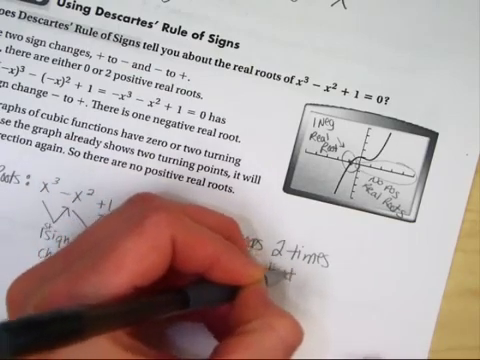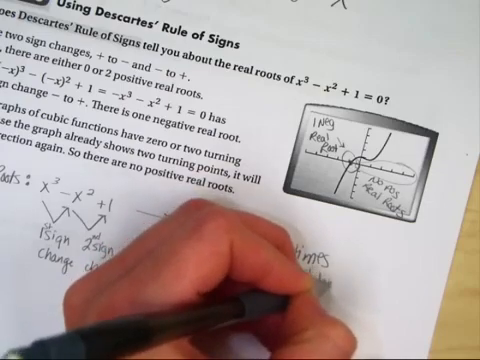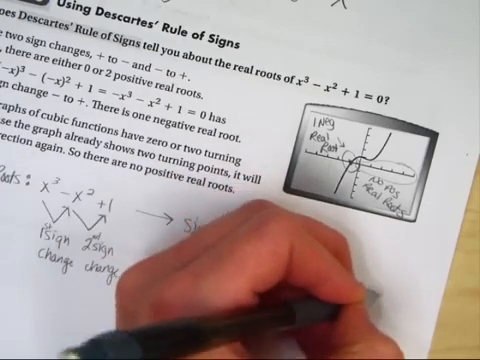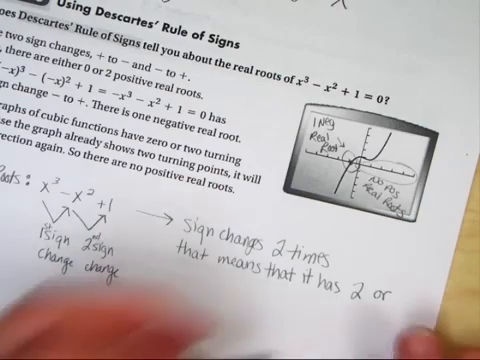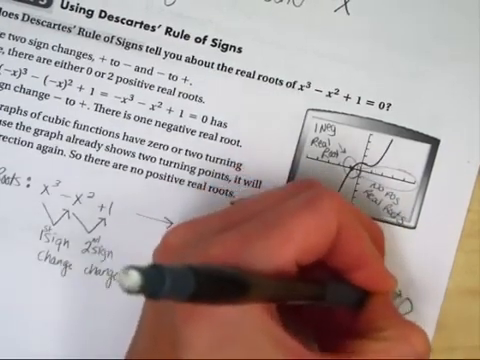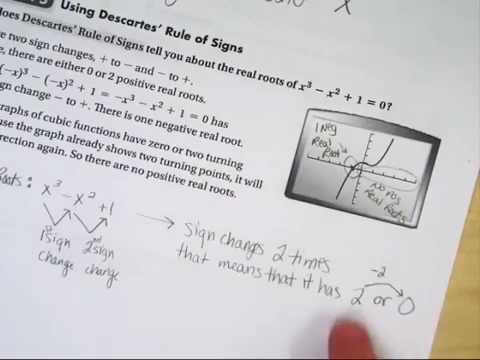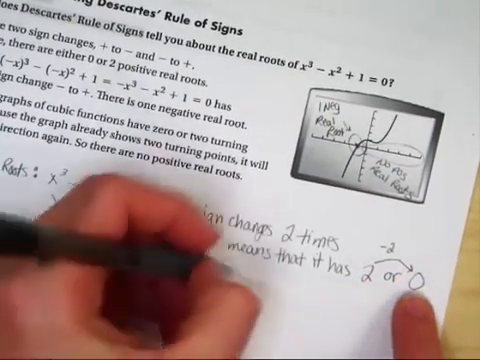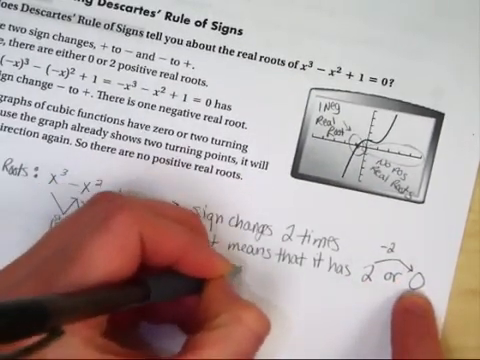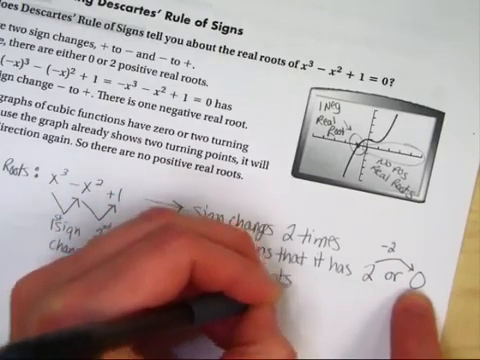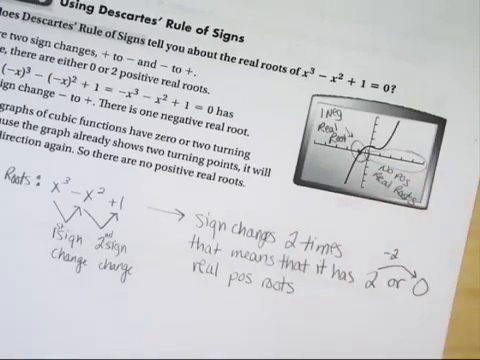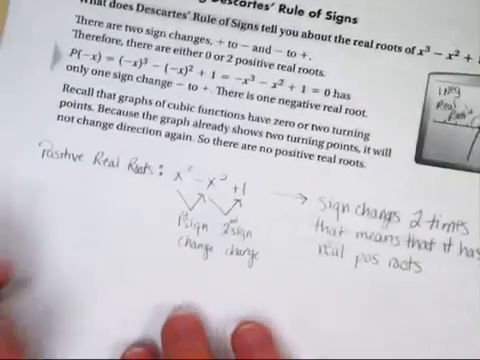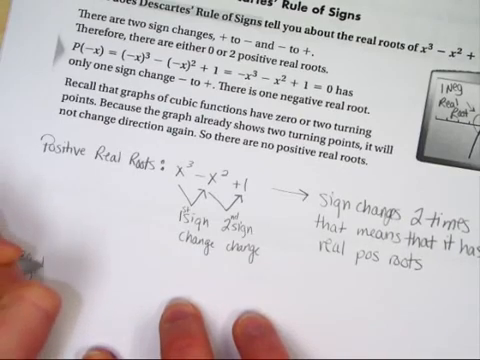2 or, now here's what his rule says. You back off by an even number. It has 2, and I backed off by 2, an even number. It has 2 or 0 real positive roots. Now if you look at our graph, that makes sense. We figured out that it has no real positive roots. All right, now the harder one, the negative real roots.